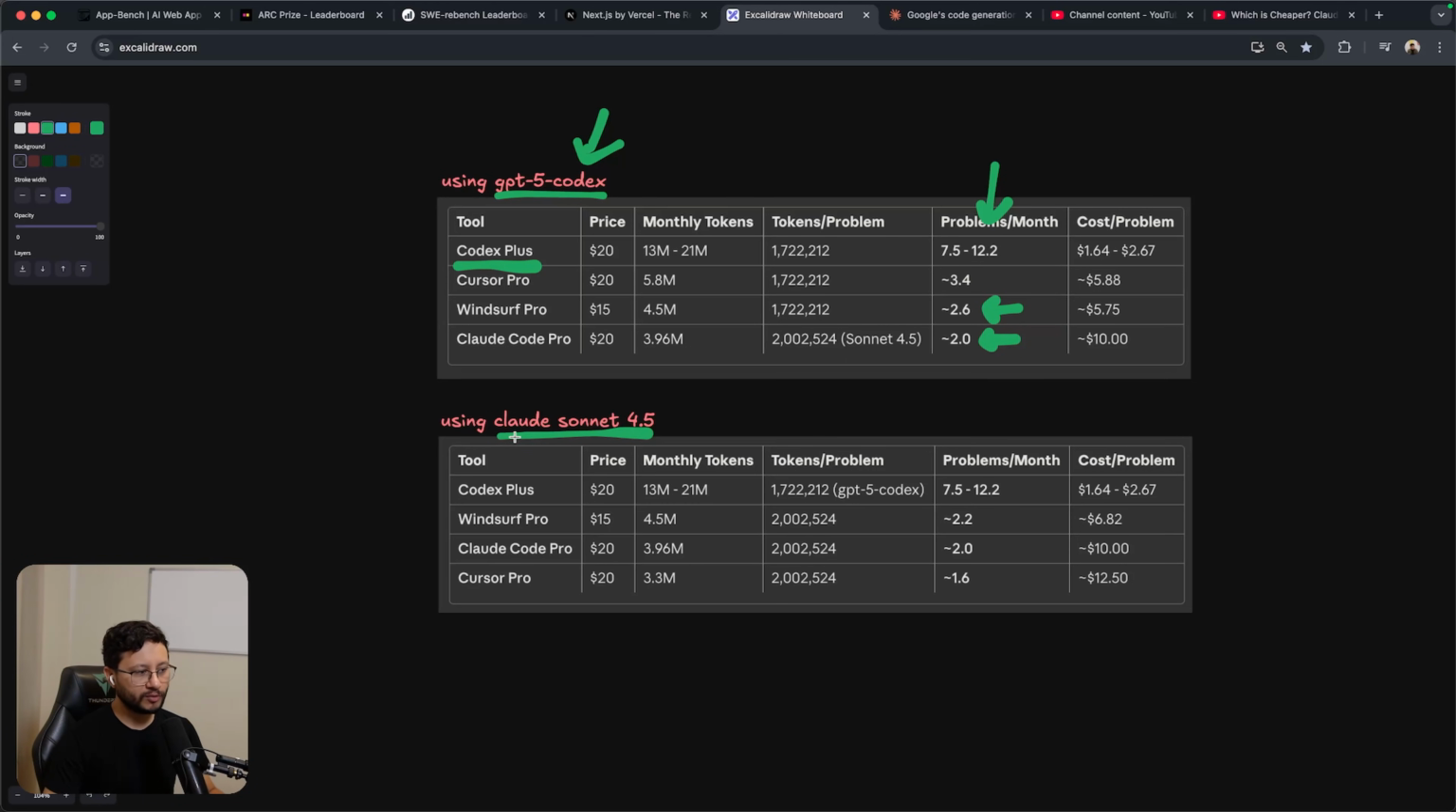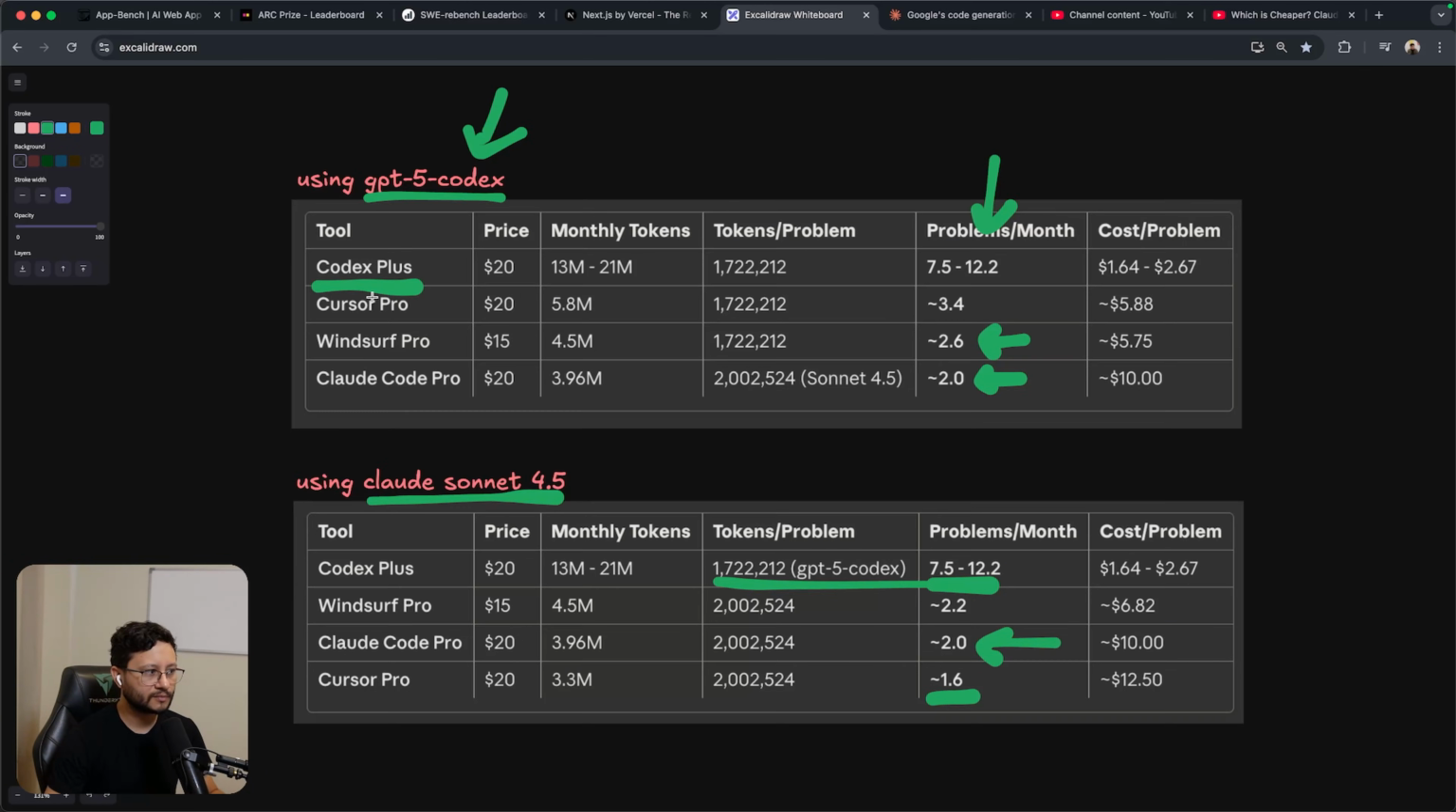2.0. Now, if we were to use Claude Sonnet 4.5, again, it would be 7.5 for Codex just because it's not able to use Claude Sonnet 4.5, so I'm defaulting to GPT-5 Codex, which gives us the same amount of problems per month. But this changes for Cursor, for example, which is now down to 1.6, in comparison to Claude Code Pro, which allows us to, again, solve 2 problems per month. So from this chart, I think it's a bit obvious that Codex is the most cost-effective AI agent tool that you can use.